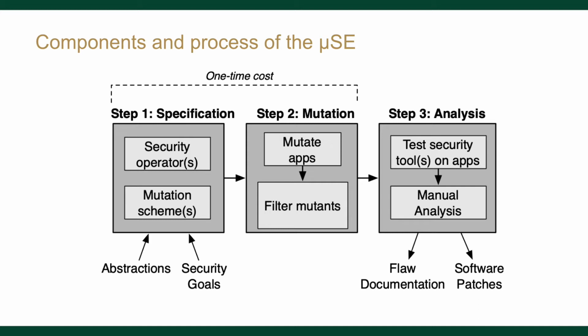Once these are specified, MUSE starts by analyzing the given project to identify the application Java source files while creating a model based on the Eclipse Abstract Syntax Tree framework. Based on the selected mutation scheme, MUSE identifies locations where security operators can be injected. When all these locations are identified, the security operators are introduced.